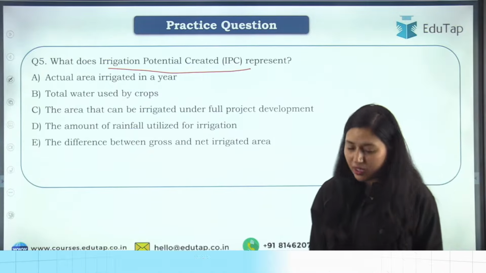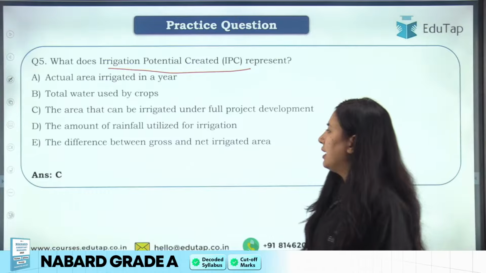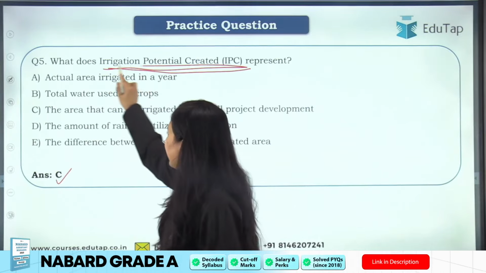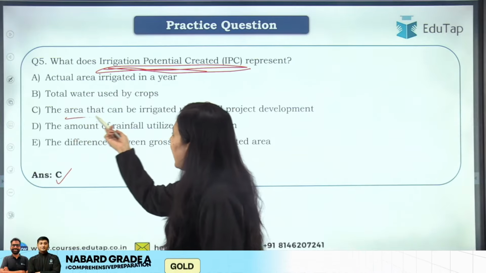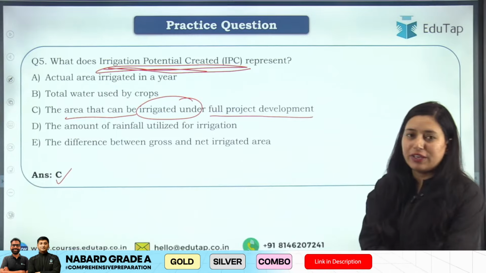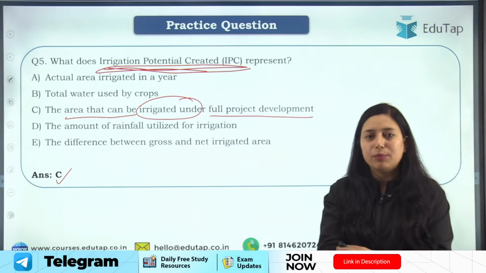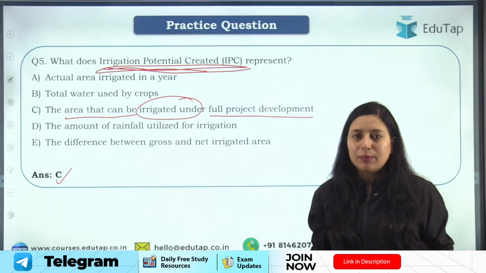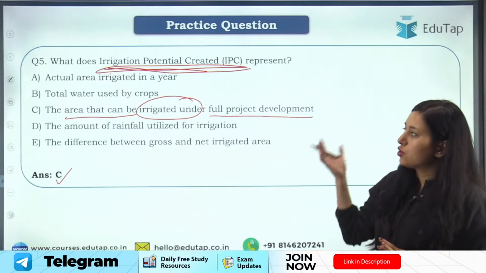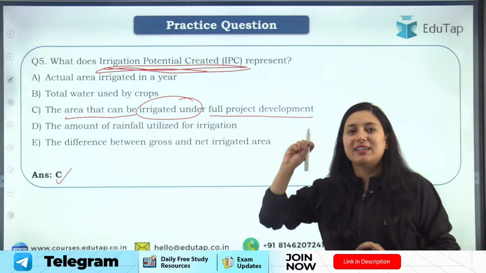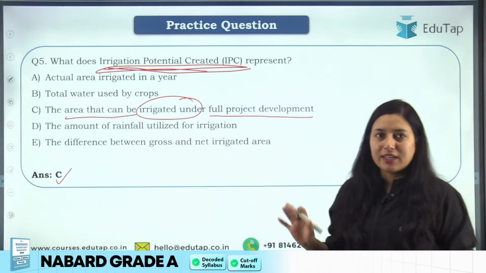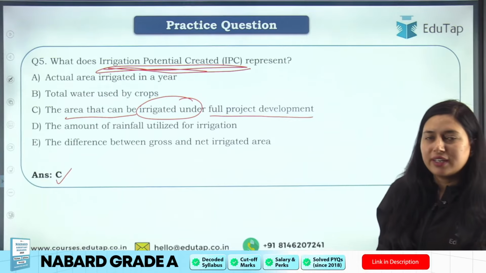Anybody with the answer? Okay, very good. It will be option C. So basically students, irrigation potential created means the area that can be irrigated under full project development. So if the government develops any project for irrigation, like a dam or any construction done for irrigating agriculture fields, the area which can be irrigated under that project is called irrigation potential created. Clear? Okay. Chalo, moving to the next question.